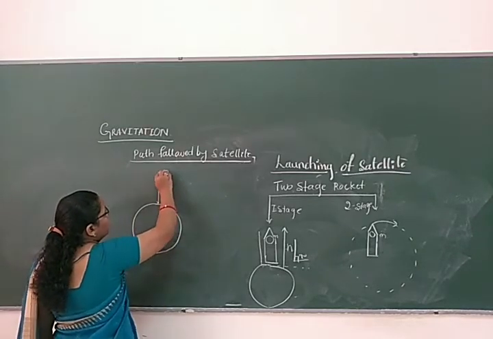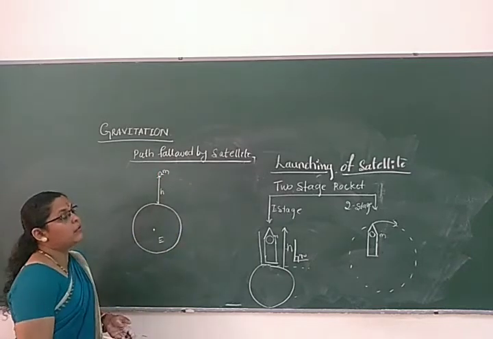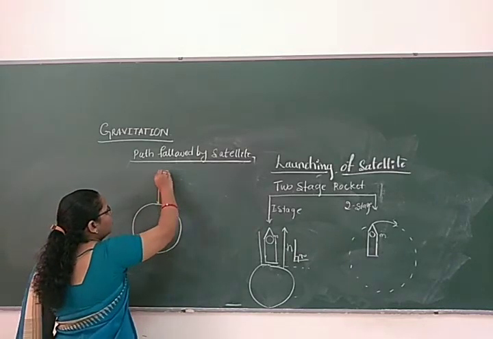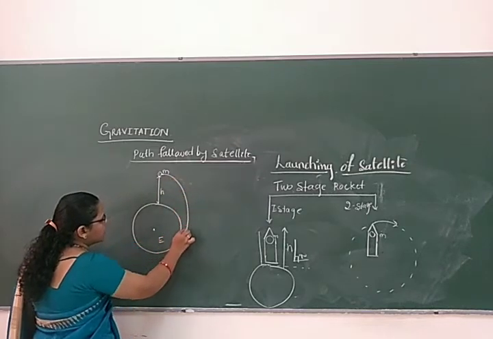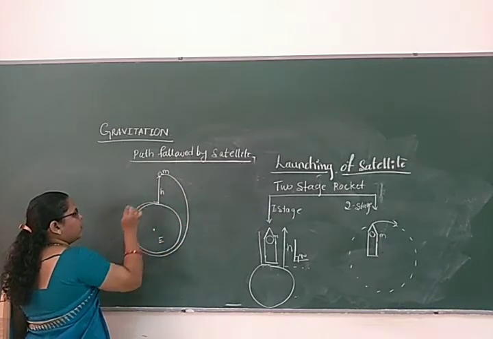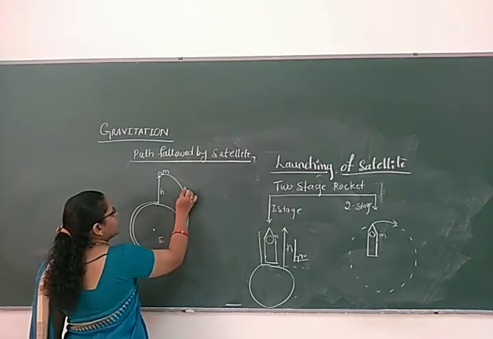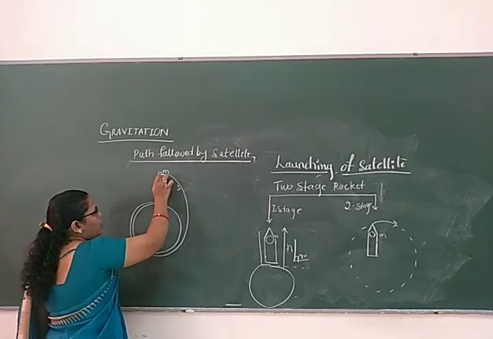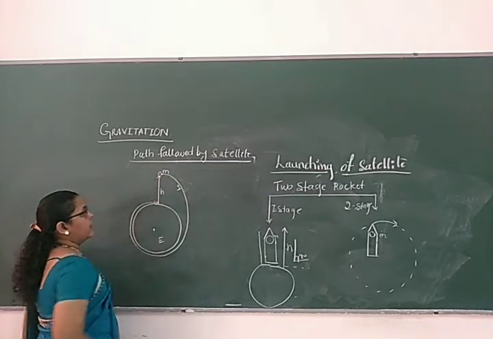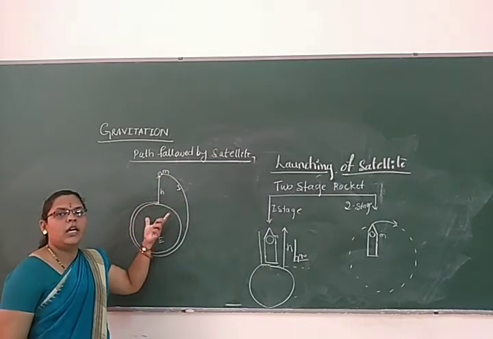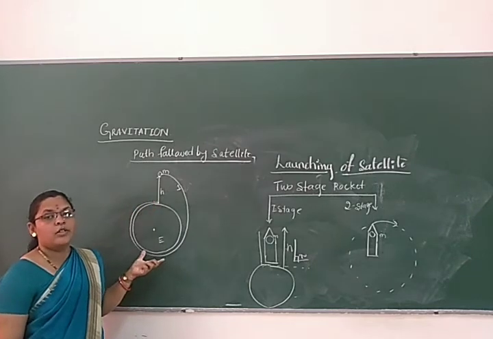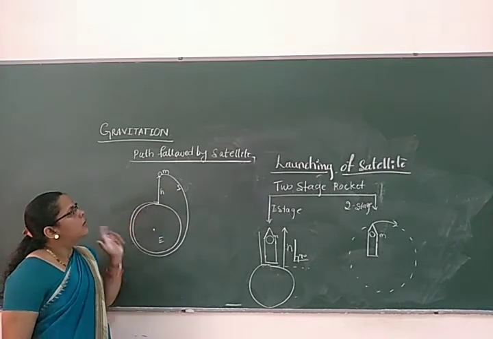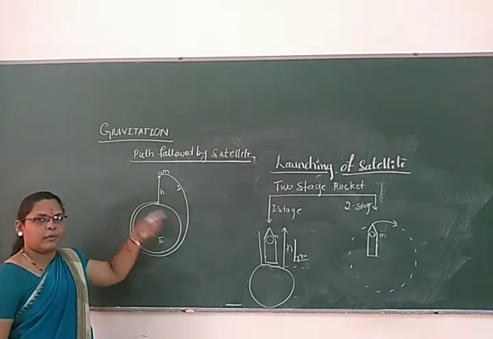Now once the satellite is launched with the help of the two-stage rocket, just as we have understood, it will get the horizontal velocity. So it will just move in this direction. The motion of the satellite depends on the velocity given to it. So how much velocity we are giving to that satellite, only that much velocity it will start moving with, right?